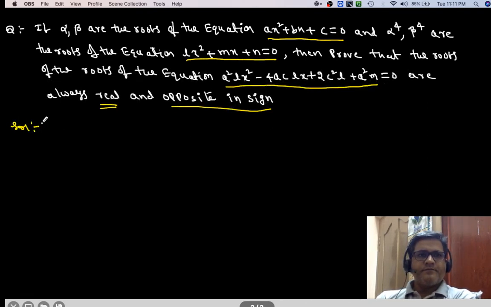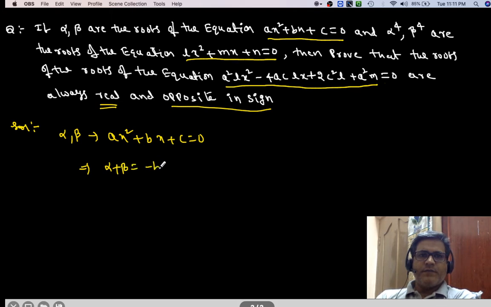Solution: first we will write the data. α, β are the roots of the first quadratic, that is ax² + bx + c = 0, which implies the sum of the roots is −b/a, and the product of the roots, that is αβ, is c/a.